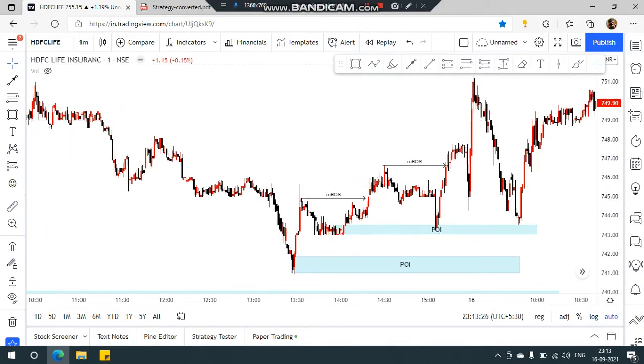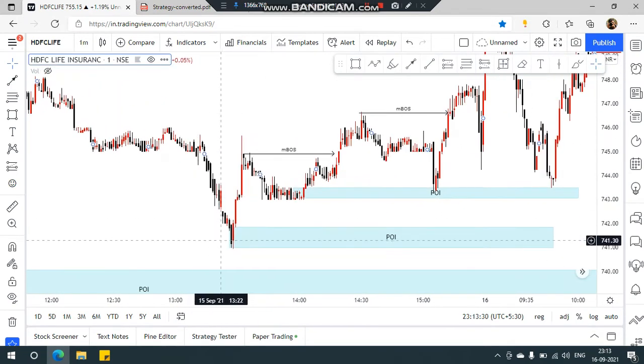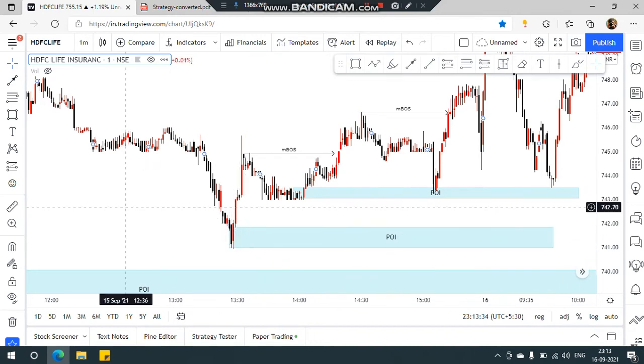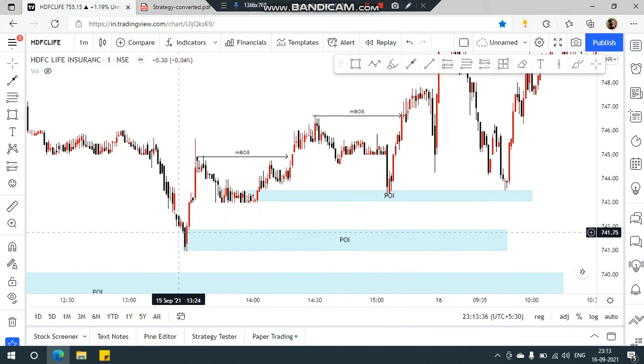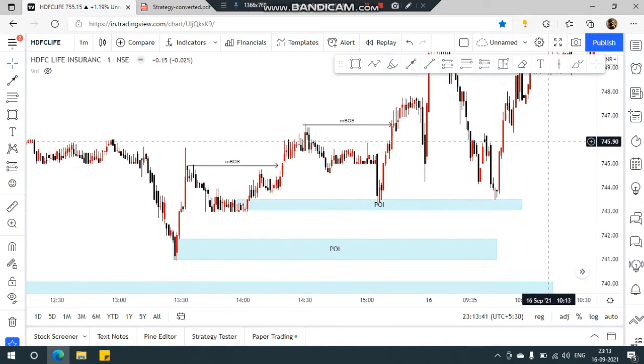As soon as the market made an engulfing candle around here, I took an entry. This is where I took entry, but it is actually a riskier entry, and I did it because I thought the market was going to reverse from there. But that's not how you should take an entry. You should wait for a minor breakout structure, then take an entry on the POI.